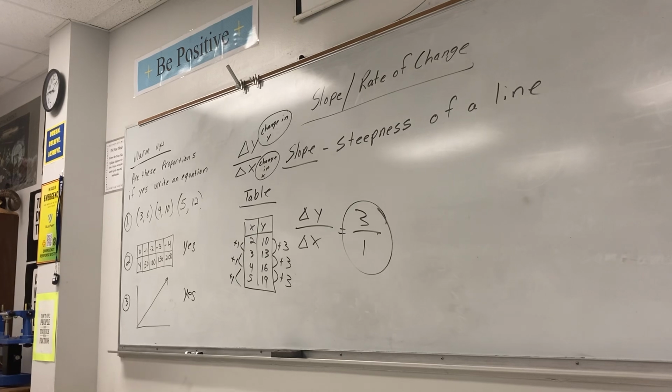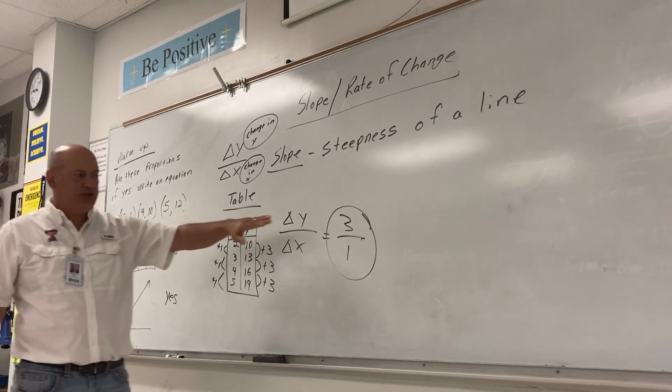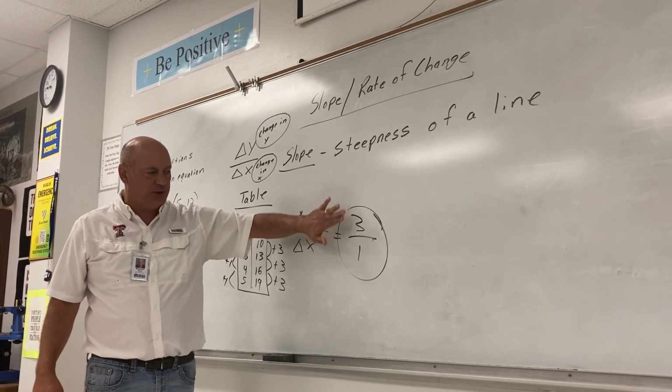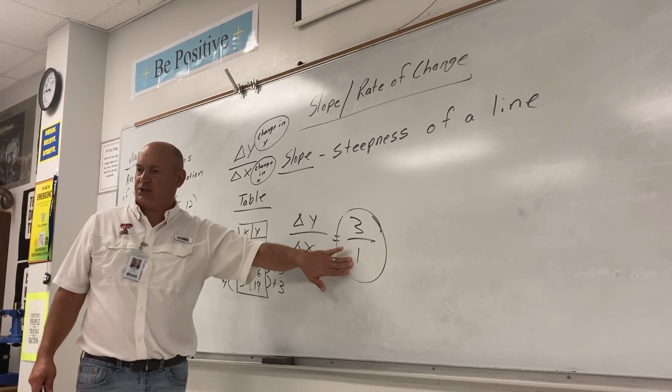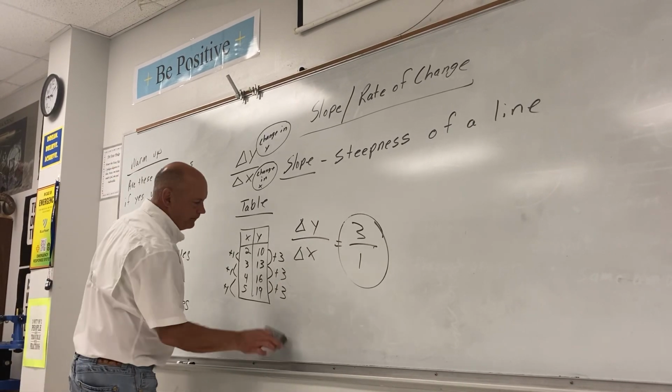There is your slope for this first example. We like for the slope to be a fraction. We want to know what's on top. The y's are changing by 3, the x's are changing by 1, therefore the slope is 3 over 1. Questions? All right, let's look at another one.